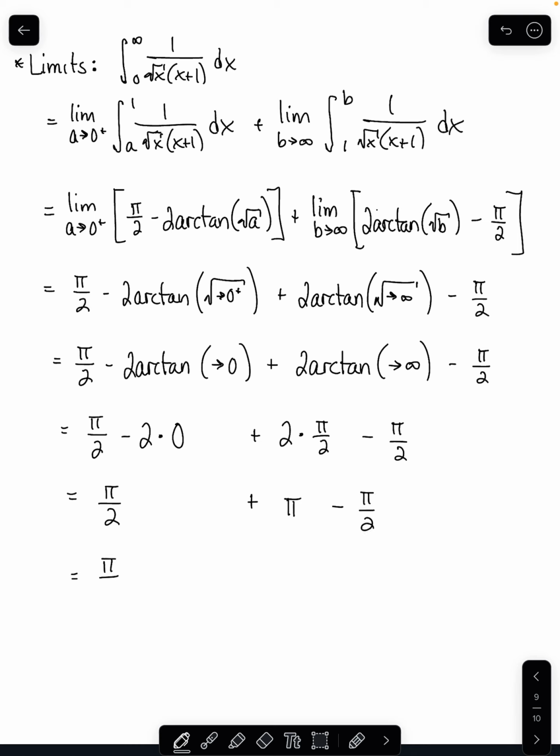To close ranks here, now that we know that both separate integrals converge, it is okay to begin combining like terms, which in this case simply means that the 2 pi over 2's here will cancel out and leave us simply with pi. Thus, the original integral from 0 to infinity of 1 over the square root of x times x plus 1 dx converges to pi.